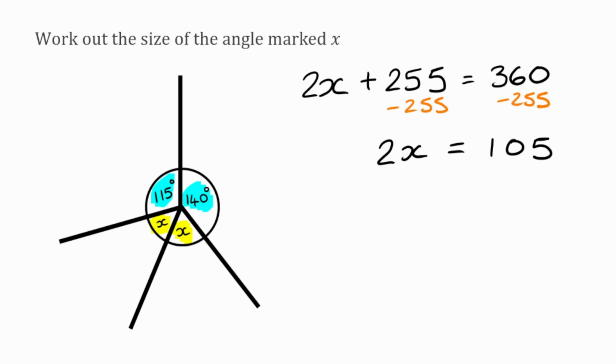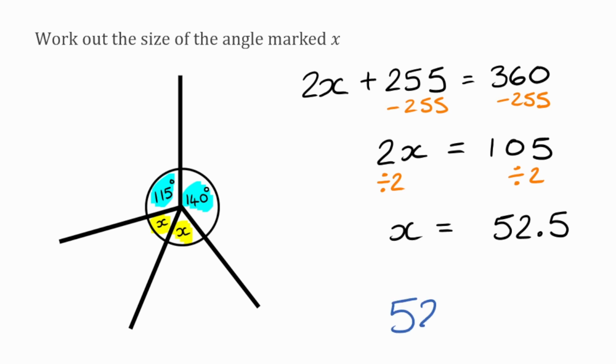Because we've got 2 times x, we now need to divide by 2. So I'm going to divide this side by 2, and I'm also going to divide this side by 2. So 2x divided by 2 would give us x, and then we'd have 105 divided by 2. That would give us 52.5. So each of these angles marked x would be 52.5 degrees.